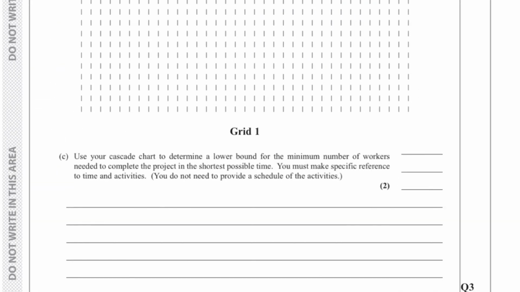Now, part C of question 3 asks us to use the cascade chart to determine a lower bound for the minimum number of workers needed to complete the project in the shortest possible time. You must make specific reference to time and activities.